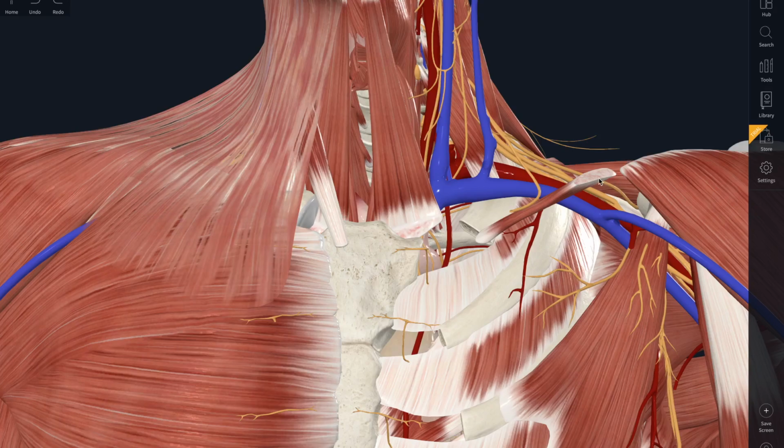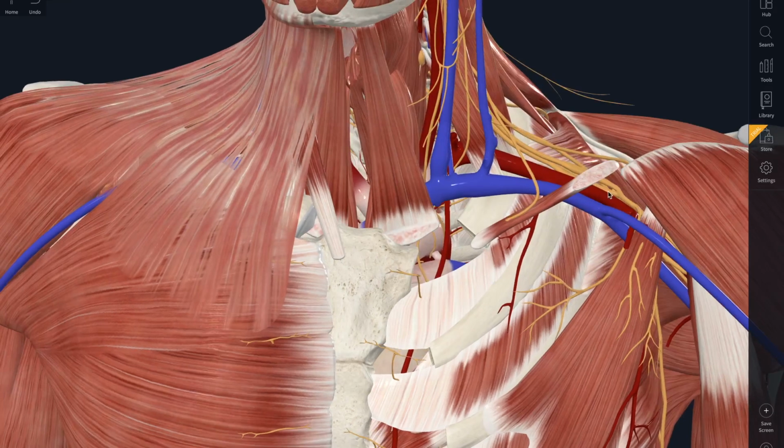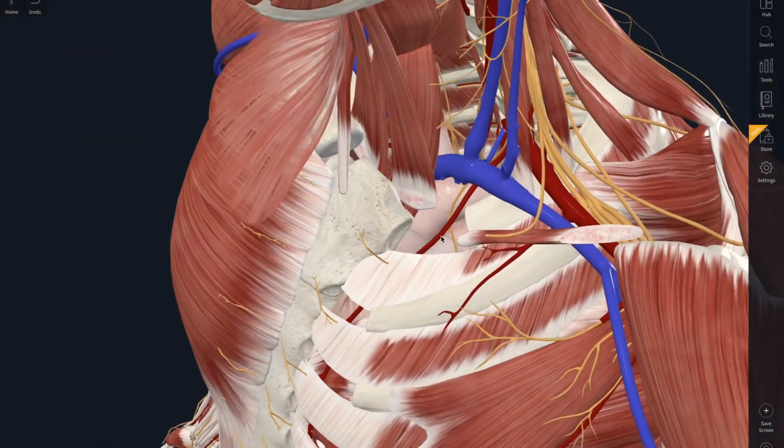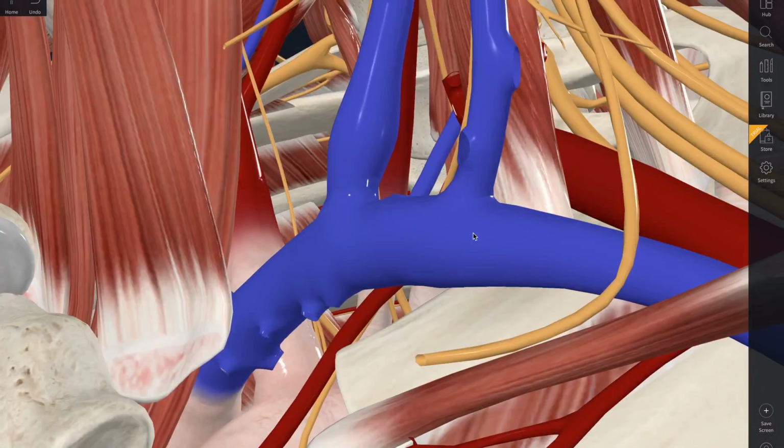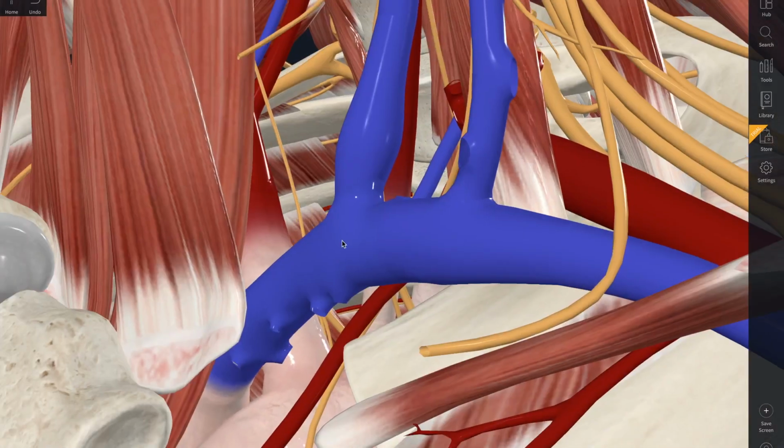Now let's talk about the contents. The contents are very easy. You have nerves, arteries, veins, and organs. The organs are very easy. You have your trachea, esophagus, and thoracic duct. I'll not even talk about them. Always easy. You have your arteries, veins, and nerves.